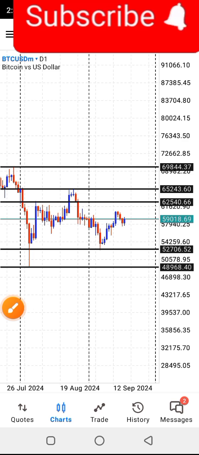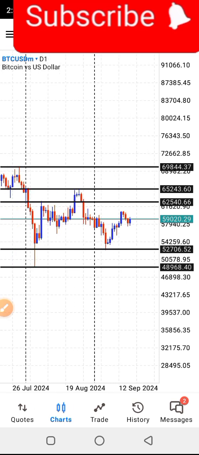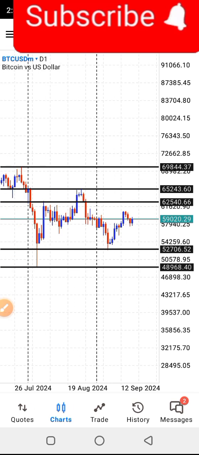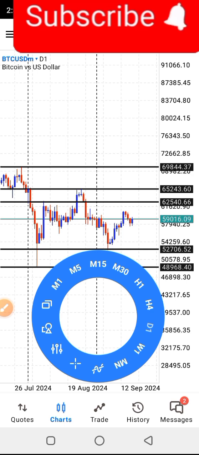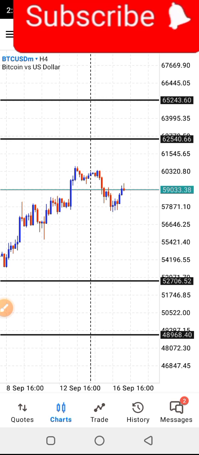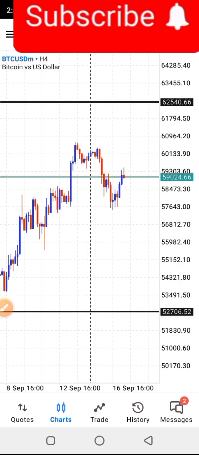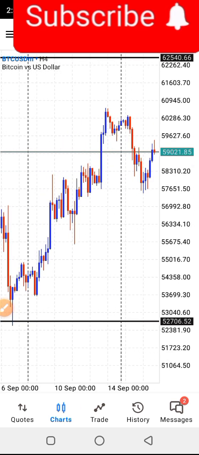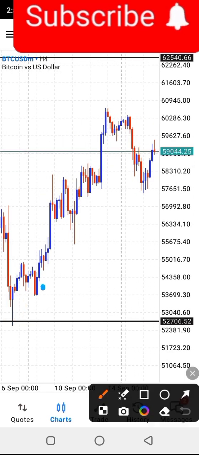Once I'm done with marking out my major resistance and support levels on the daily time frame, the next thing I'm going to do is to move down to the H4 time frame. So from daily you go to H4. On the H4 time frame, you try to understand what price is currently doing. What I see happening here is that on the H4 time frame, you had a mini uptrend.